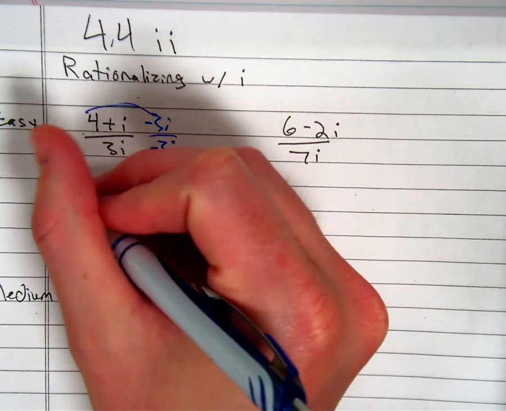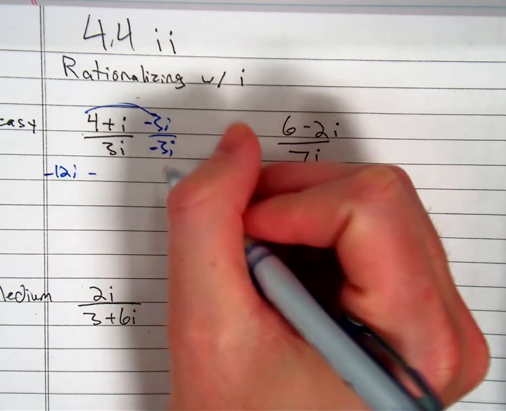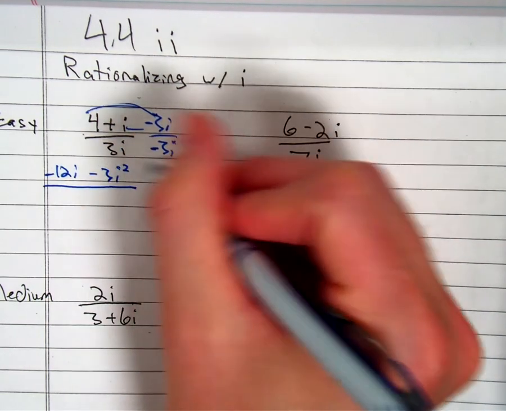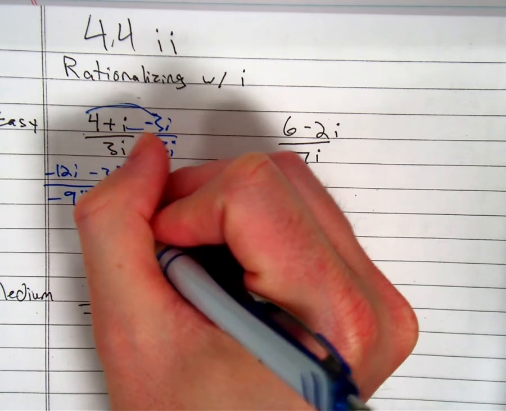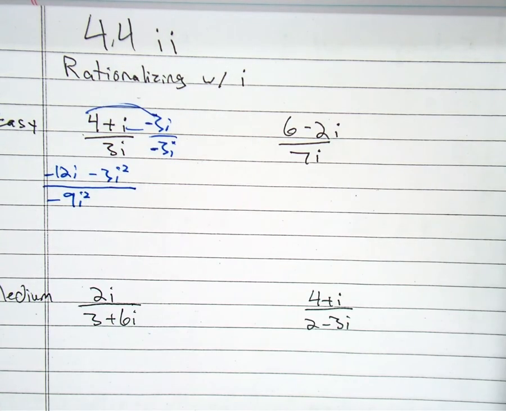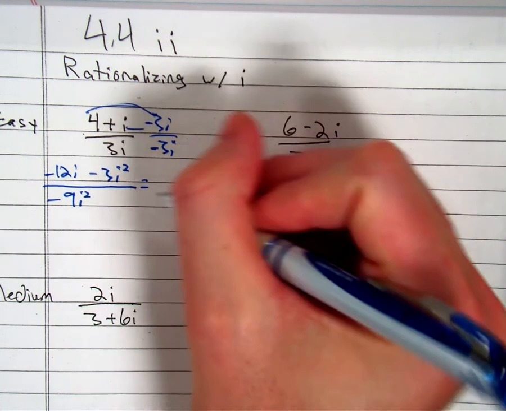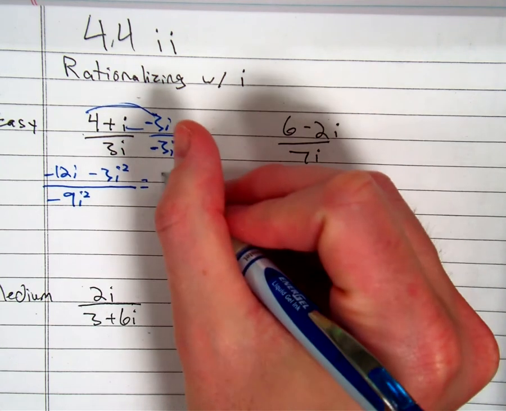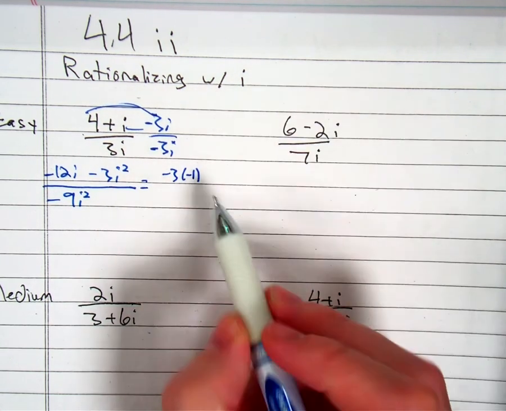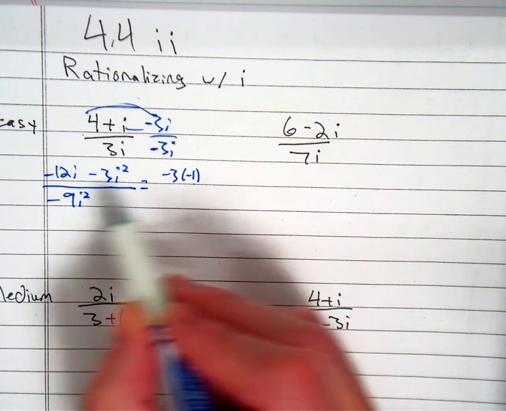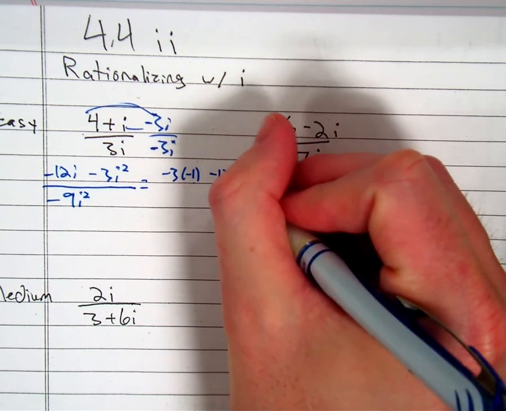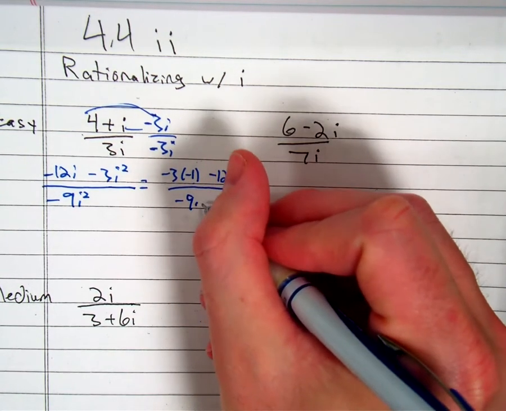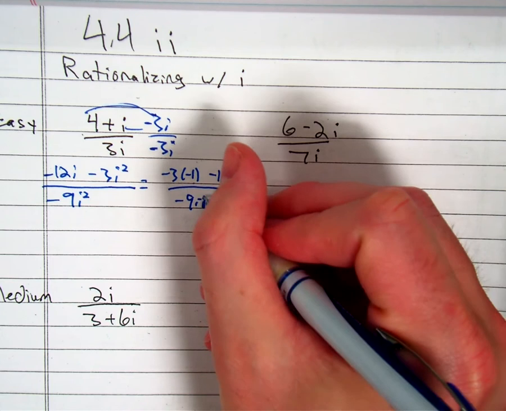All right, so when I multiply these out, we're going to have negative 12i minus 3i squared on the top, and then on the bottom we'll have negative 9i squared. Negative 3 times i squared, we're going to put that in front because that's going to be our regular numbers. Remember, i squared is negative 1, minus 12i, that goes in the back. On the bottom we have negative 9 times i squared, which is negative 1.